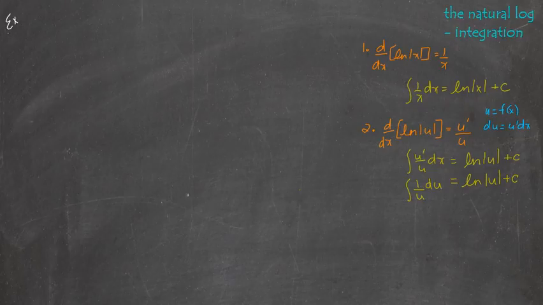So let's first find the integral of 4 over x dx. Well, the first thing I want to do is apply the constant multiple rule. So this is 4 times the antiderivative 1 over x dx. And we have a rule for that. 1 over x dx is just the natural log of absolute x. So that's 4 times the natural log absolute x plus c.